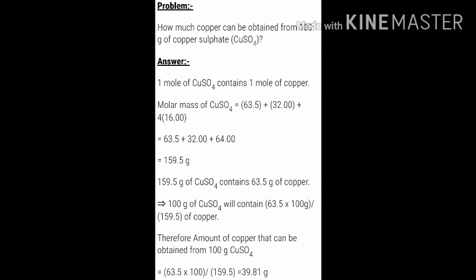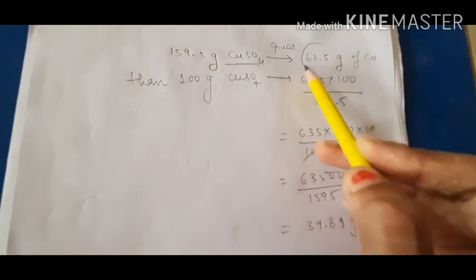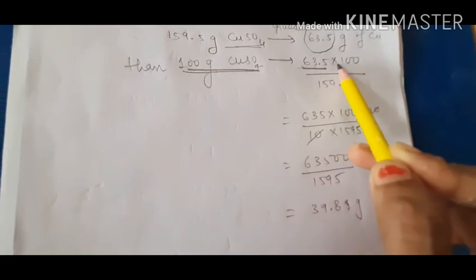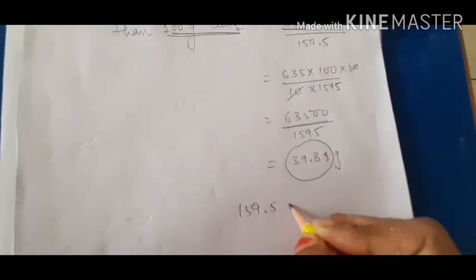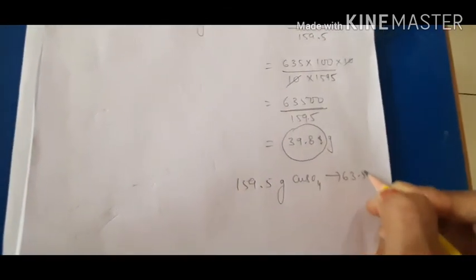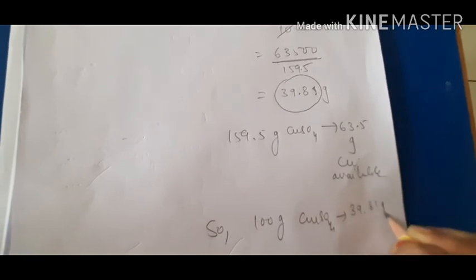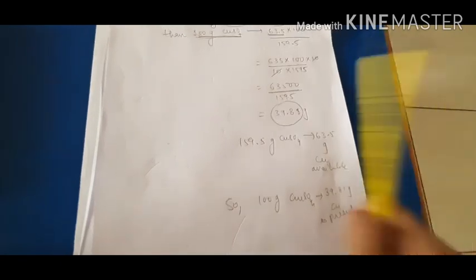So it is obtained from 100 gram of copper sulfate. You can also do this directly, children, you can also use this method. You can write that in total 159.5 gram of copper sulfate, the amount of copper is 63.5 gram. So in 100 gram of copper sulfate, how much copper will be obtained? That means 63.5 multiplied by 100 upon the amount of copper sulfate. So we get the answer 63500 upon 1595. Whatever value you are getting, that is, in 159.5 gram of copper sulfate 63.5 gram copper is available. So in 100 gram of copper sulfate we have 39.81 gram of copper present. So you can use this also. Children, that is about molality and how to find out the mass from that.